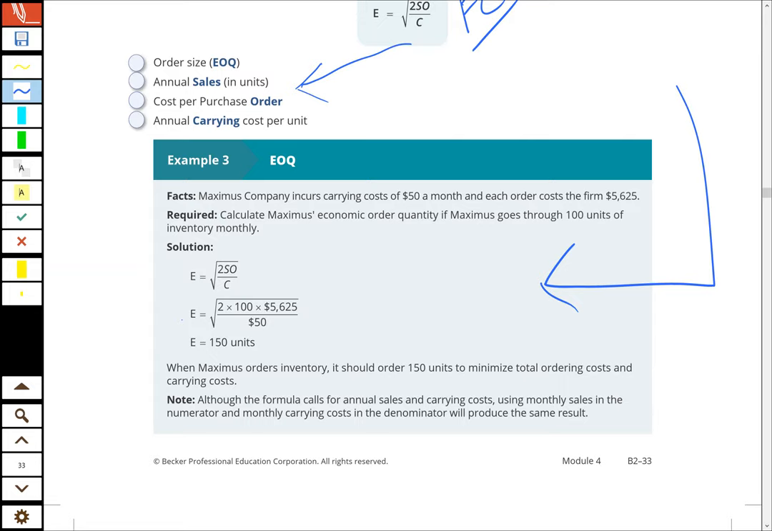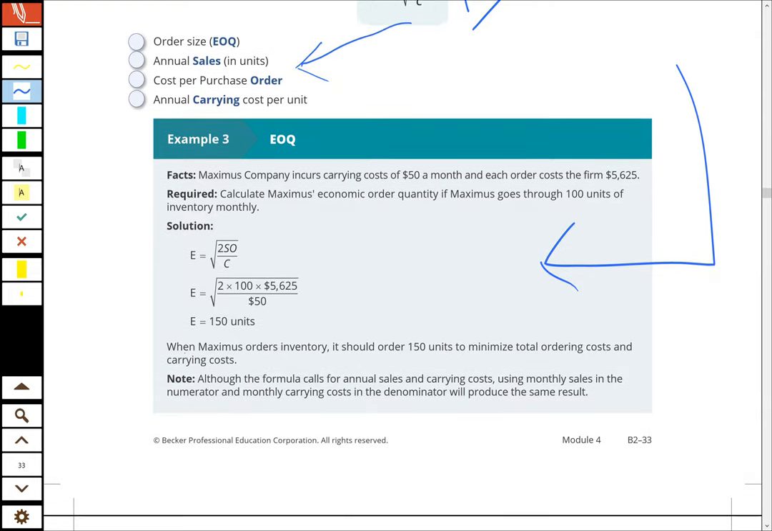you have to read the question and make sure you understand whether they are talking monthly or annual. It sounds like you have some flexibility too. You can use this formula for a monthly problem and also for an annual problem. You just have to make sure your numerator and denominator are consistent. That's an excellent takeaway.